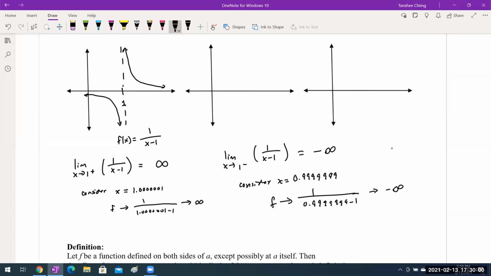So therefore, in this case, you might be saying that approaching 1 from the right-hand side, the limit and the left-hand side limit are different because one is positive infinity and the other is negative infinity. Therefore, the limit as x approaches 1 of the function 1 over x minus 1 does not exist. Right? DNE, does not exist. This is a shortcut that we're going to write later, starting from now.